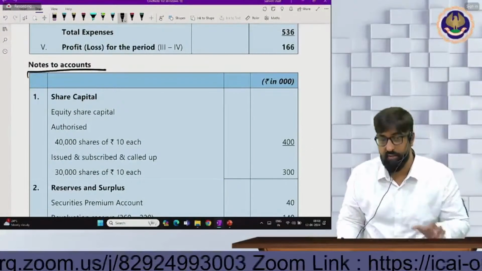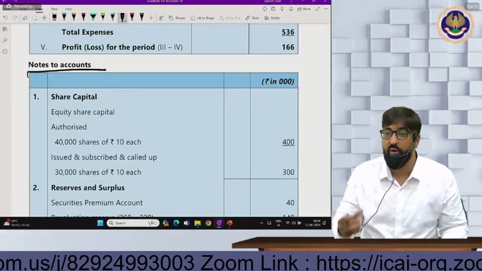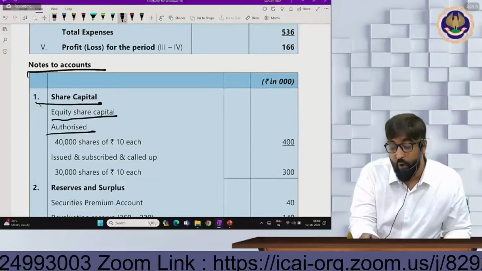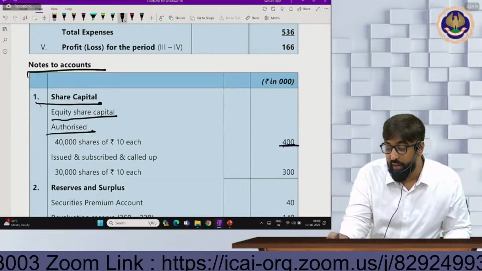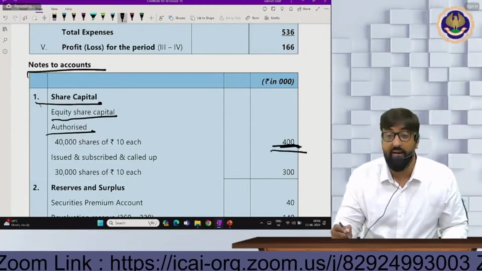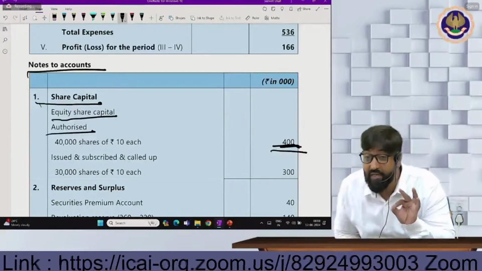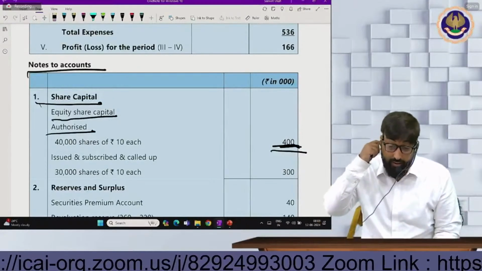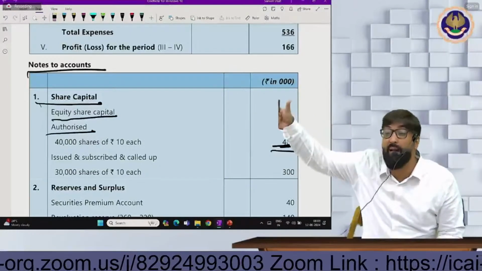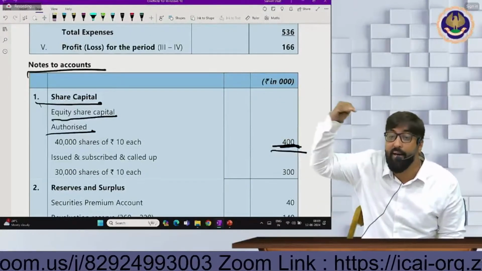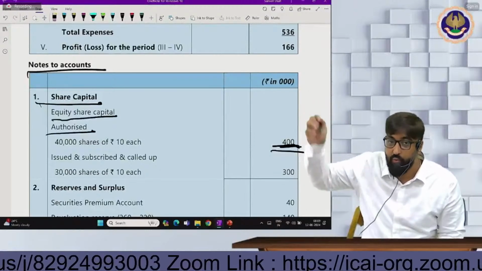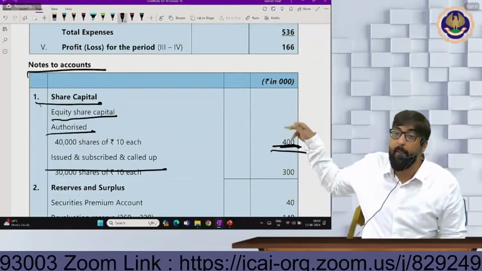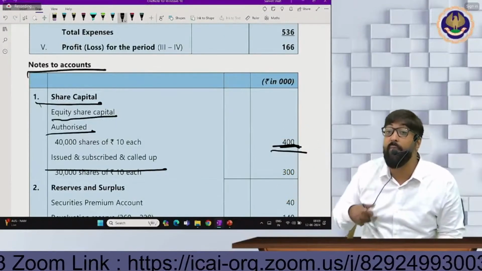Previously we called it schedule, but now we call it notes. In share capital we have equity share capital, authorized, and below authorized there is a line, so you have to do a double underline. Double underline means only for presentation. You won't take this figure in total, but your reader must be aware of the maximum capital that you can issue. Authorized means upper limit. We normally write issued, subscribed and paid-up capital. So we have a paid-up figure, but we write authorized capital only for presentation.